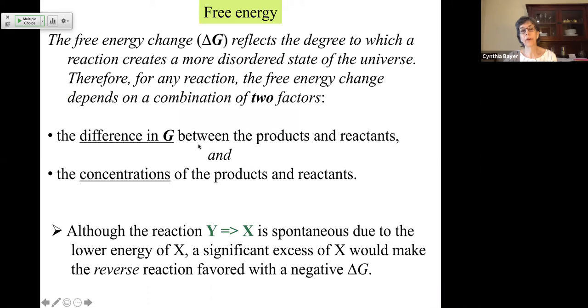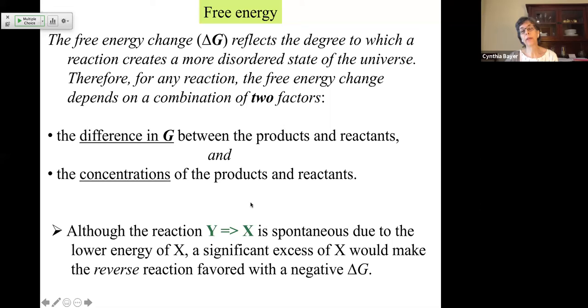So we have to consider not only the difference in free energy between the two components, the products and the reactants, but also the relative concentrations of those products and reactants. So as we just said, even though Y to X is the favored direction of this reaction because Y has greater free energy than X does as individual molecules, if there is a great increase in the amount of X, then the reverse reaction would be favored.